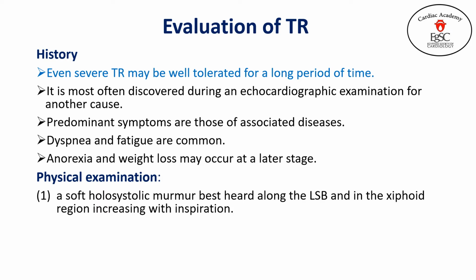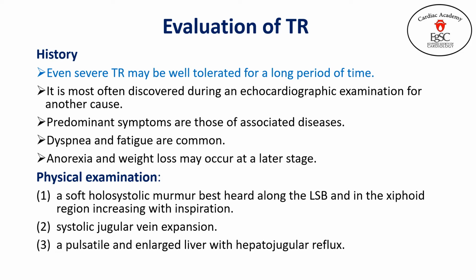On physical examination, there may be a soft holosystolic murmur best heard along the left sternal border and in the xiphoid region, and increases with inspiration, together with systolic jugular venous expansion and a pulsatile and enlarged liver with hepatojugular reflux.